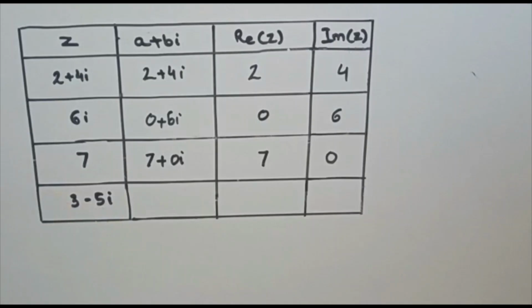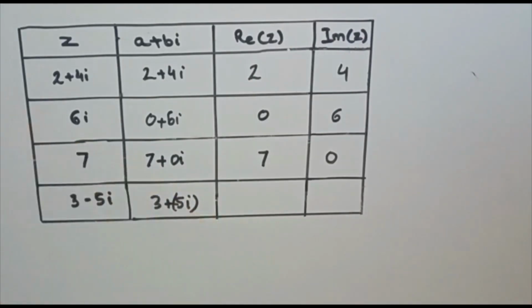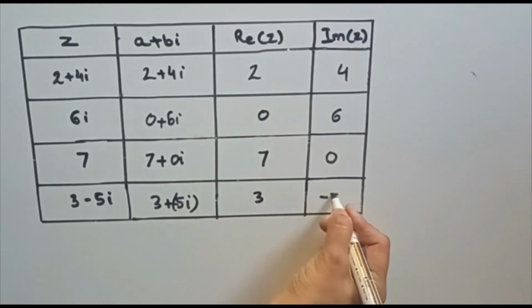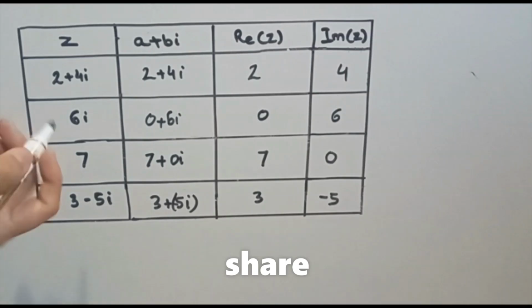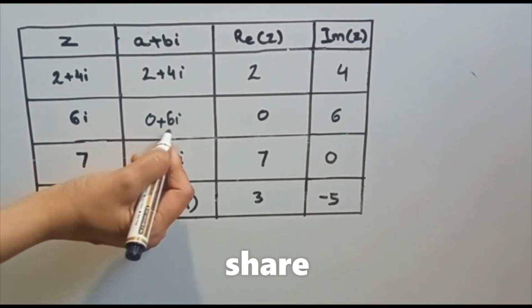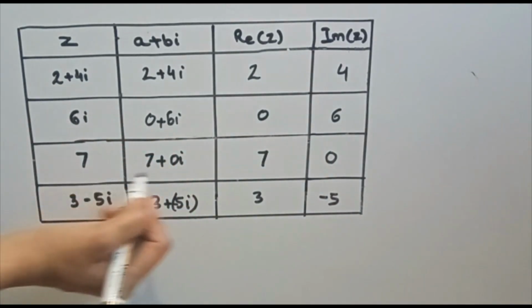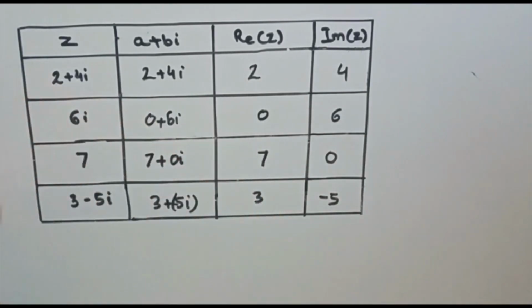3 minus 5i. This is already in the form of a plus bi. Or you can write this as 3 plus minus 5i, taking this minus sign inside the bracket. So the real term is 3. Imaginary term is minus 5. When the real part is 0, we say that this is a purely imaginary number. This 6i is a purely imaginary number. When the imaginary term is 0, we say that this is a pure real number.